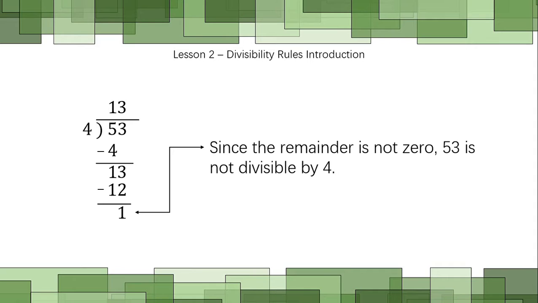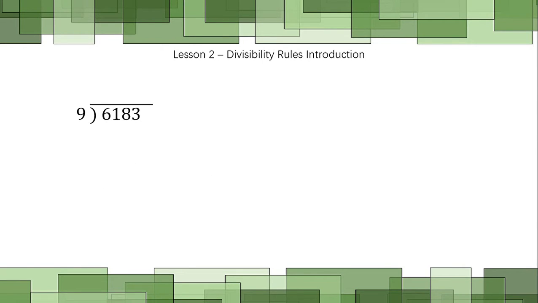For our third and last example, let's see if 6,183 is divisible by 9. Since 6 is less than 9, we will be including the number in the next place value, which is 1. So 61 divided by 9 is 6. 6 times 9 is 54. 61 minus 54 is 7. Bring down 8. 78 divided by 9 equals 8.